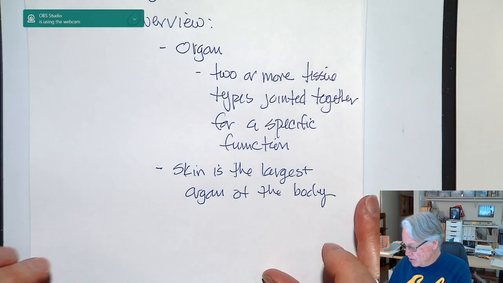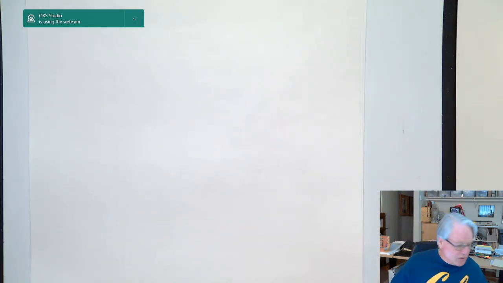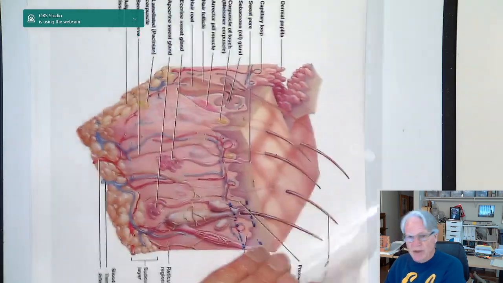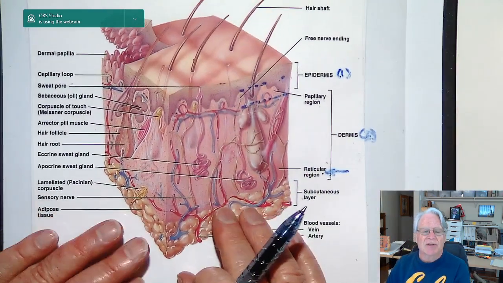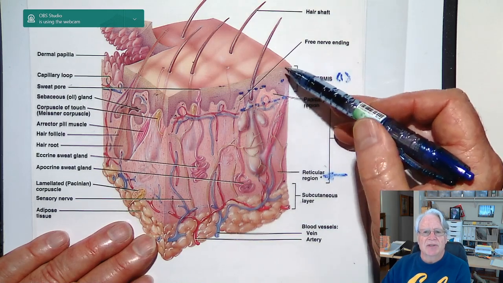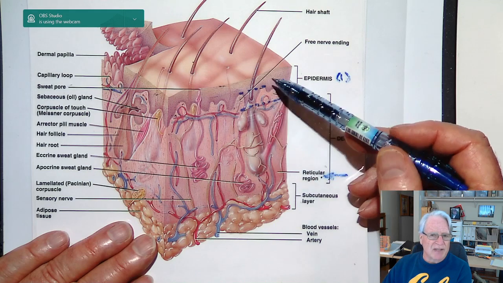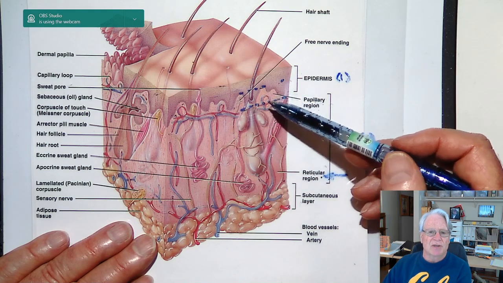So quickly, let's go back and look at that drawing that we were just looking at and see if that fits in with what we're seeing in this drawing. So different types of tissues. Well, first of all, we have epithelial tissue here. And then we have connective tissue. So that's it right there. We've met that definition, but there's more to it.